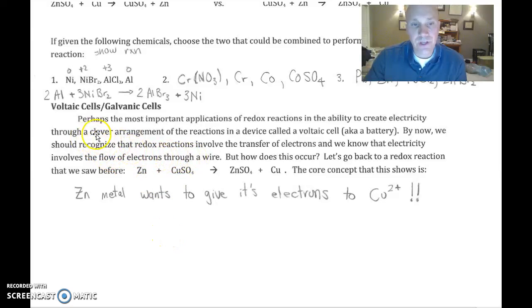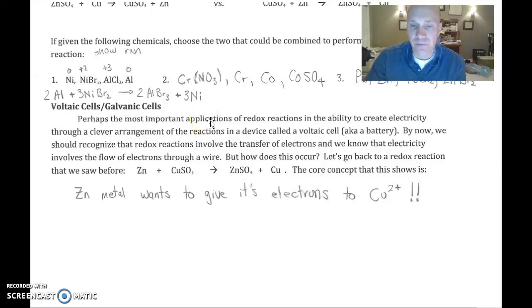So in this video, we're going to talk about what are called voltaic cells or galvanic cells. This is more commonly referred to as just simply a battery. This is probably one of the most important applications of redox reactions. So what's the connection between redox reactions and a voltaic cell? Well, we know that batteries are used for creating electricity, right?